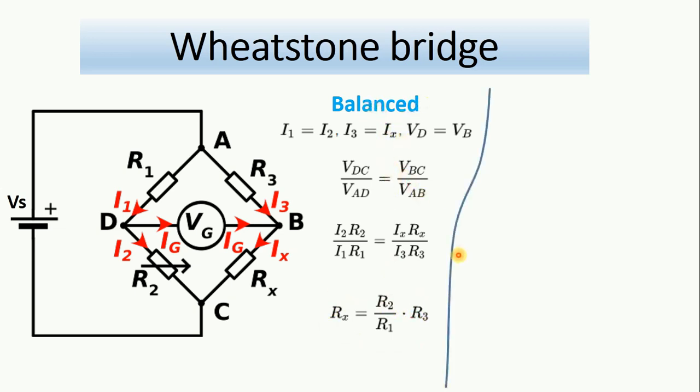Now, if we go to the unbalanced condition, where the current will flow from the point D to the point B, or from B to D, because there is a potential difference between these 2 points. It is not zero potential difference anymore. This means that the current I1 is not equal to I2, and IG is not 0 anymore. I3 is also not equal to IX.